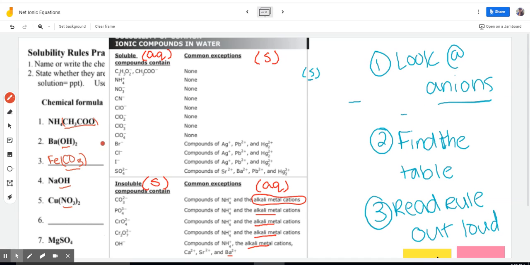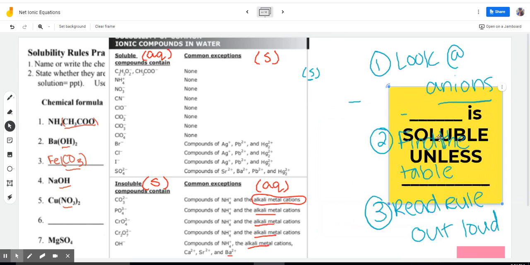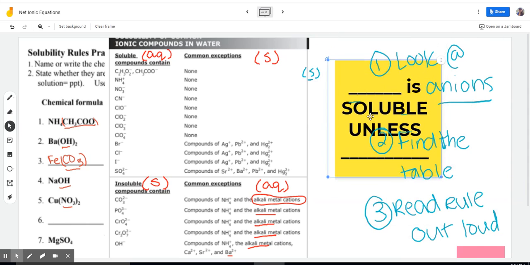All right. Once you know what the anion is, you're going to figure out, are you using the top table or are you using the bottom table? As you can see, they're clearly labeled as being soluble or insoluble, and that's what's going to help, okay? So once you figure out if you're looking at the top table or the bottom table, right? So find the table. Now you're going to read aloud your rule, okay? So we have these two things. I made two little sticky notes. I'm hoping they'll show up. Hopefully you can see it, okay?